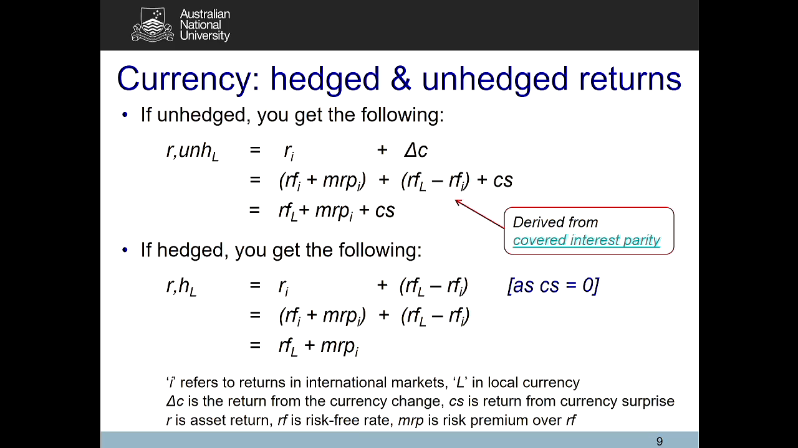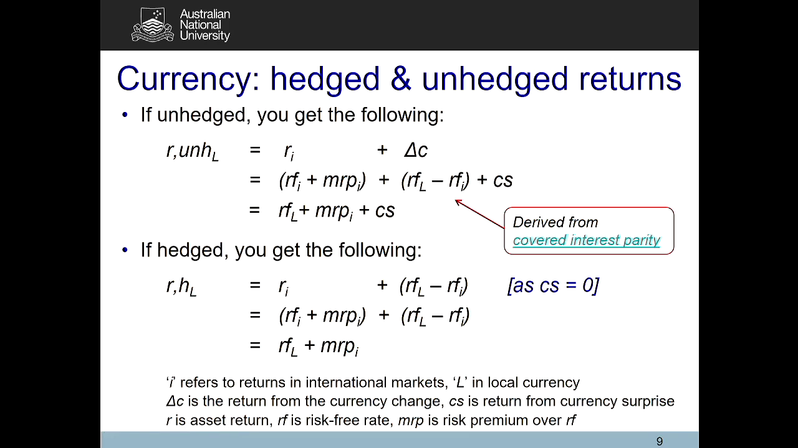So this is in a simple form, but the concepts can take a bit of time to get your head around. So I'm going to take a few slides to go through it. What we've done is we've taken the return to an unhedged world equity investment and split it up into different components. Then we do the same thing for a hedged world equity investment. Forget hedged, let's just focus on unhedged.